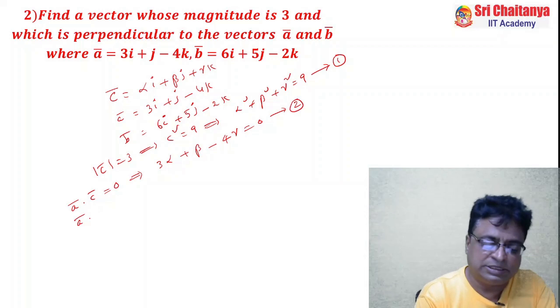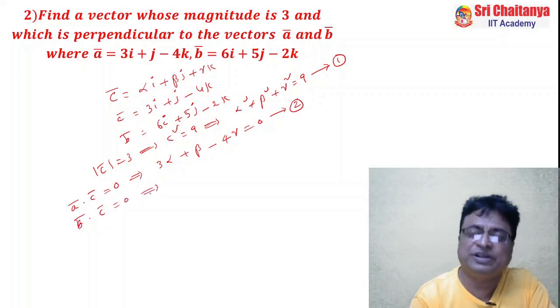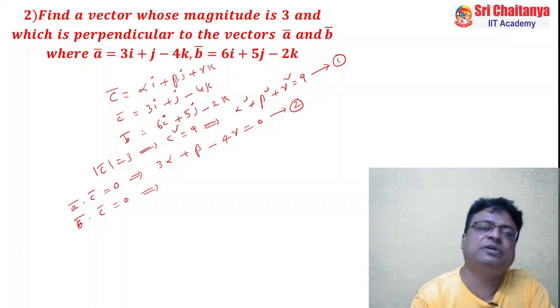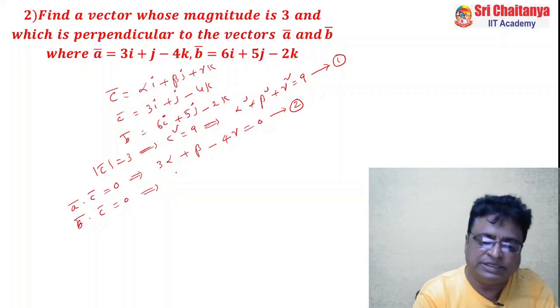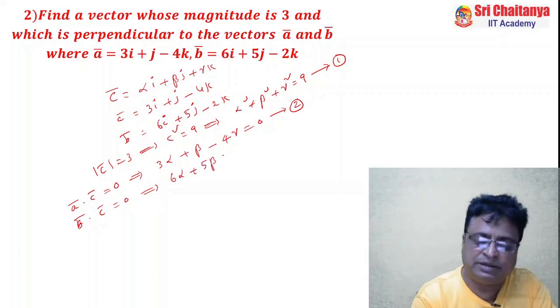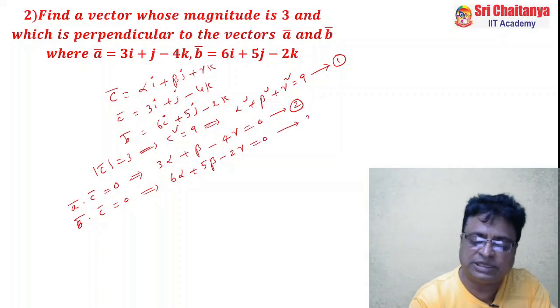And C bar is perpendicular to B bar, therefore B bar dot C bar equals 0. That is the beauty in the properties of dot product. Immediately you can write 6 alpha plus 5 beta minus 2 gamma equals 0. You call this equation number 3.